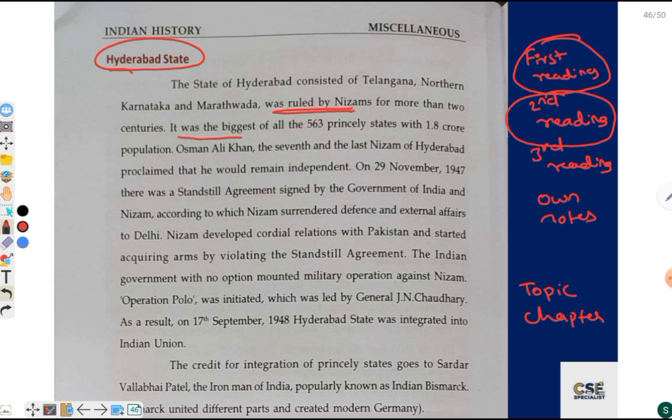Hence, it is a fact. Yes, it is important, but the 1.8 crore population is not an important data point or fact. Osman Ali Khan, the seventh and last Nizam.